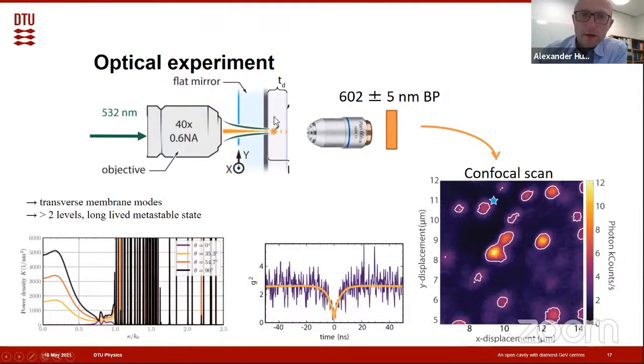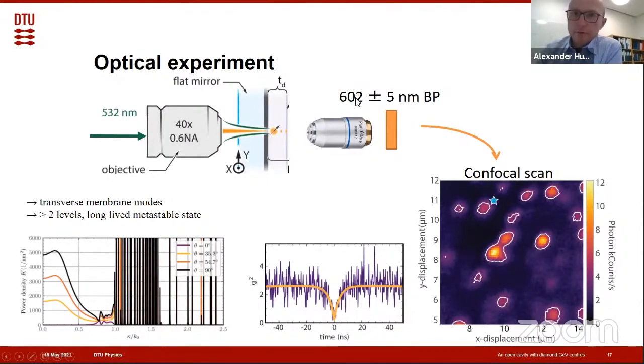onto the DBR mirror I've just shown before. We approach this, we insert it into a microscope, and from the backside through this flat mirror, we excite the system with green light. This is all at room temperature. Now the substrate is highly reflective for the emission line of the color centers. So in order to observe emission, we approach it from the other side with a microscope objective and bandpass filter.